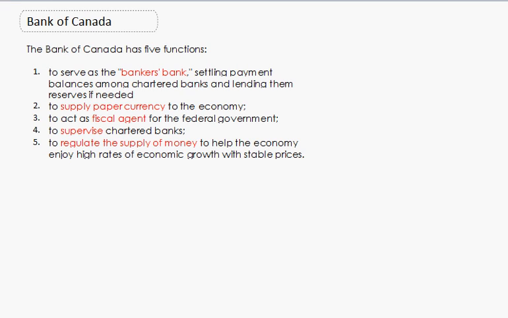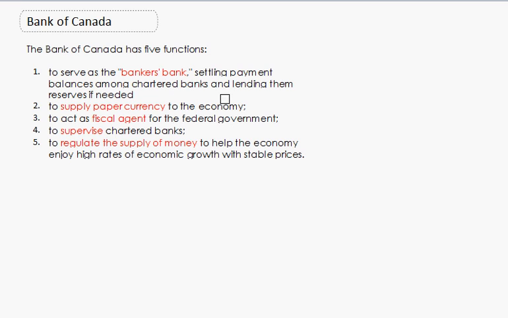All right, so let's introduce the Bank of Canada. It has 5 functions in our financial system. First, it acts as a banker's bank. Just as we go into a chartered bank and put in deposits and take out loans, the Bank of Canada does that for all the chartered banks.